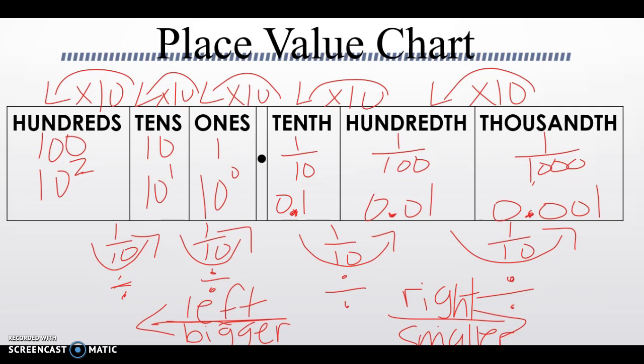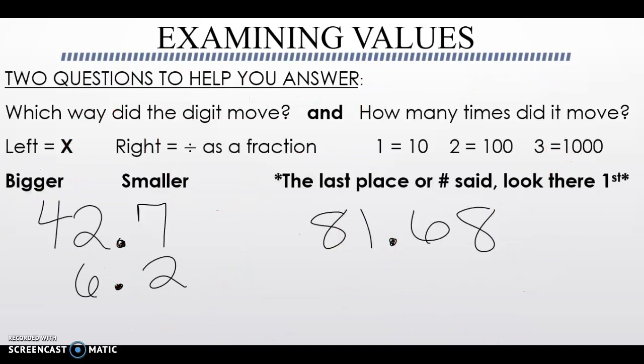Below you have your place value chart. Go ahead and press pause and take a minute to review it. Remember that as you go to the right, your values get smaller because you're dividing by 10 in every place. When you go to the left, your values are getting bigger because you're multiplying by 10 every time.